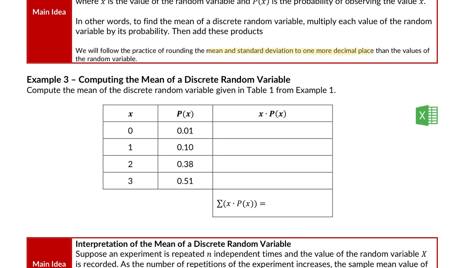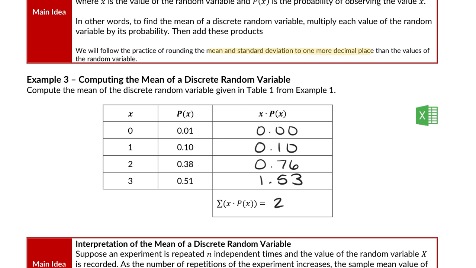To compute the mean, I've retyped the table for you. This is the table of those basketball players shooting free throws. If we're doing this by hand, this is the value of the random variable, and this is its probability. What is 0 times 0.01? 0. So this first one, I'm going to get 0. What is 1 times 0.10? 0.10. What is 2 times 0.38? 0.76. And then 3 times 0.51? 1.53. All we need to do now is sum or add those numbers up. So 0 plus 0.10 plus 0.76 plus 1.53.